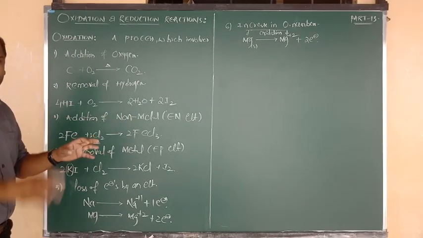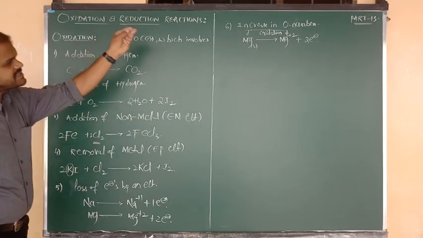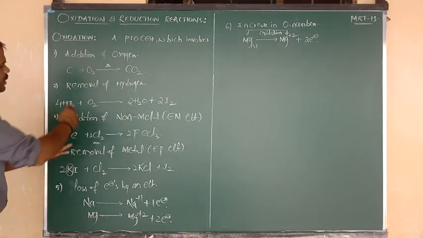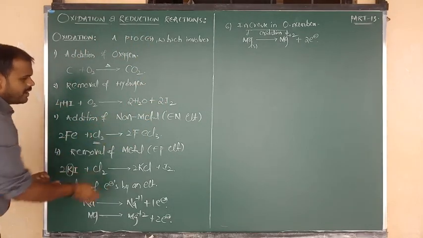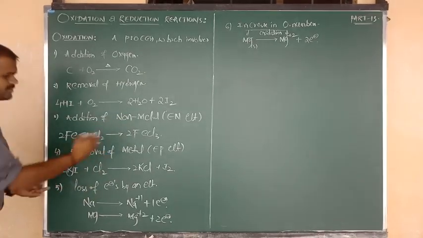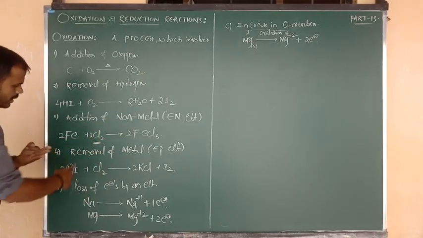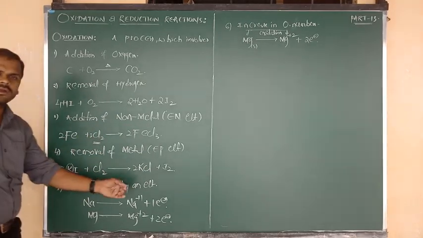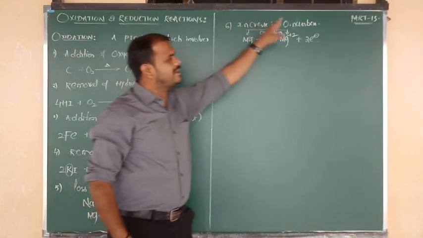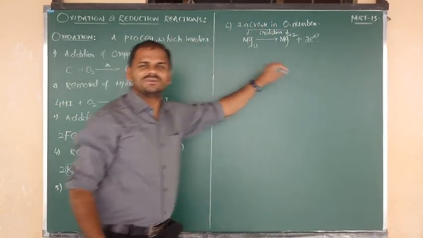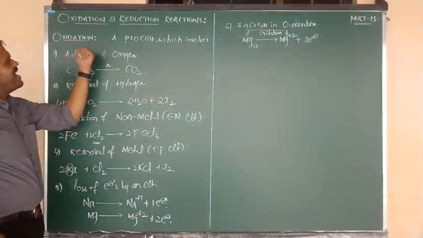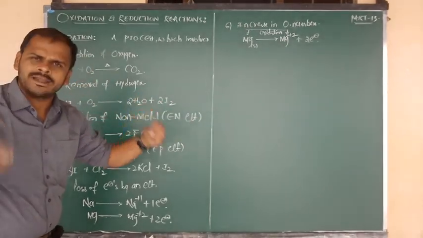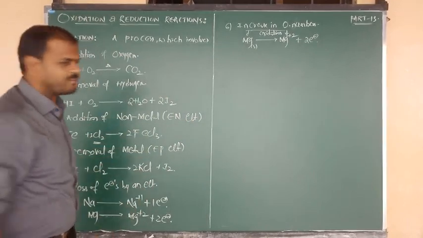Once again, I am going to repeat the headings. A process which involves: number 1, addition of oxygen; number 2, removal of hydrogen; number 3, addition of non-metal, that is chlorine; number 4, removal of metal, yes, we have removed potassium; number 5, loss of electrons; and number 6, increase in oxidation numbers. So these are all the definitions of oxidation. Similarly, and quite the opposite, we have to study the reduction topic now.